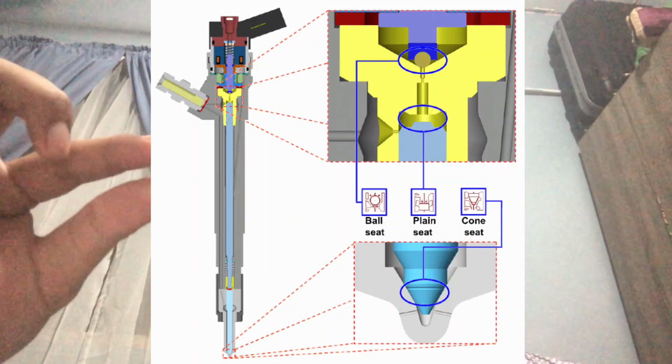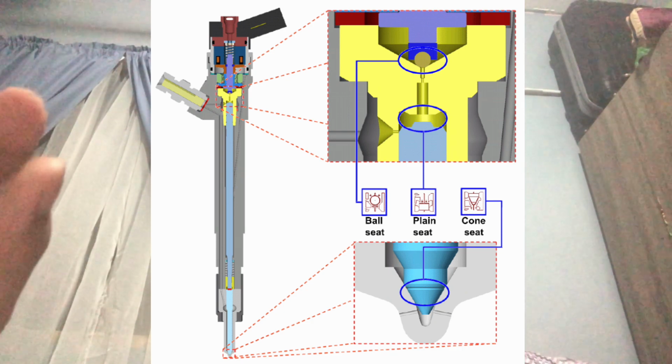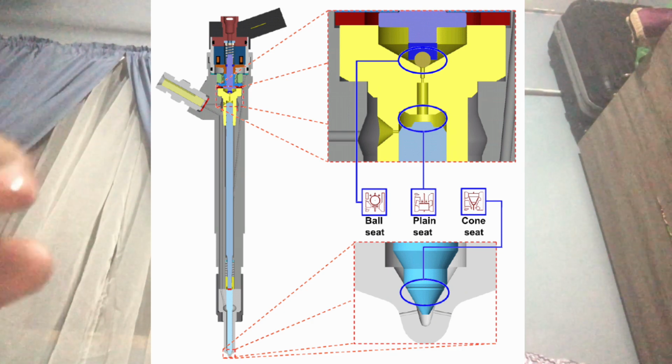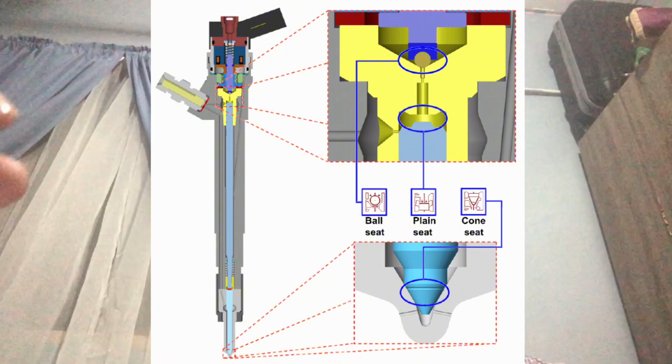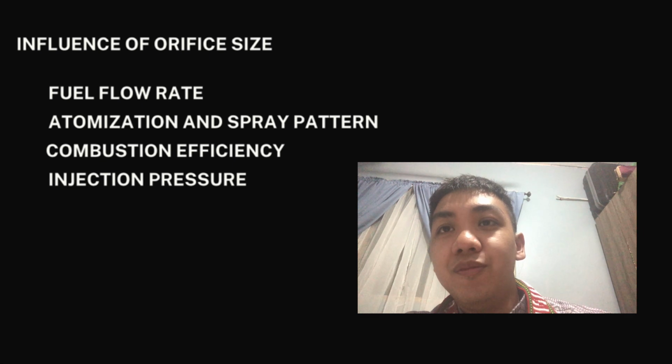Orifice is the size of the opening for the fuel to come out in the fuel injector, but not from the nozzle, from the inlet to the outlet of the nozzle. There's one tube called the orifice. This orifice size will influence fuel flow rate, atomization and spray pattern, combustion efficiency, and injection pressure.